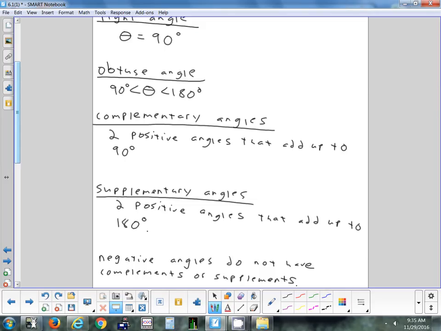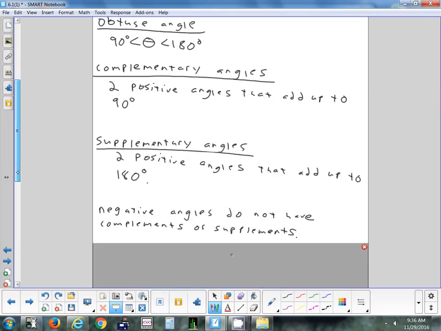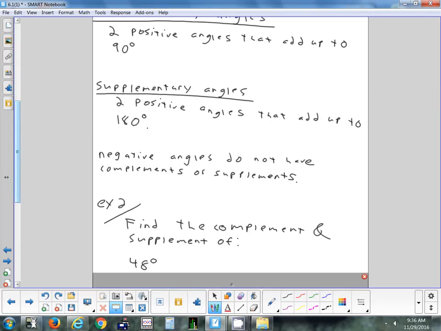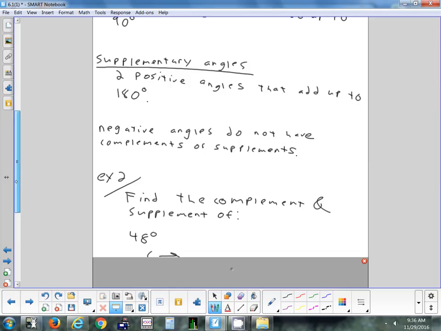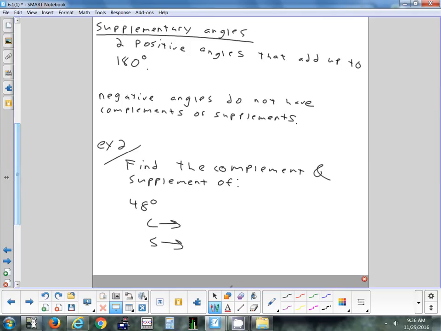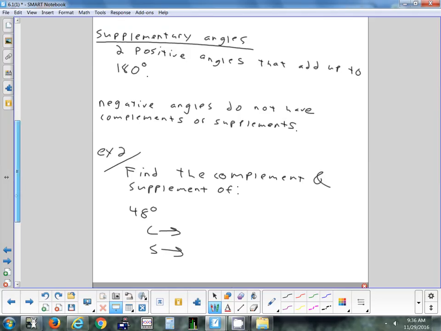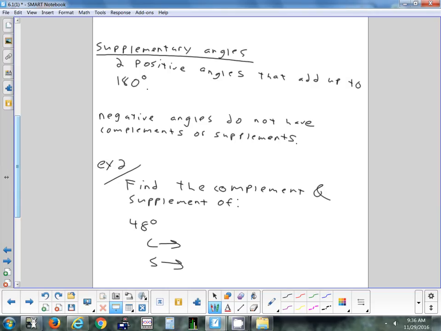Okay, any questions on that? Okay, so let's take a look and find the complement and supplement of 48 degrees.